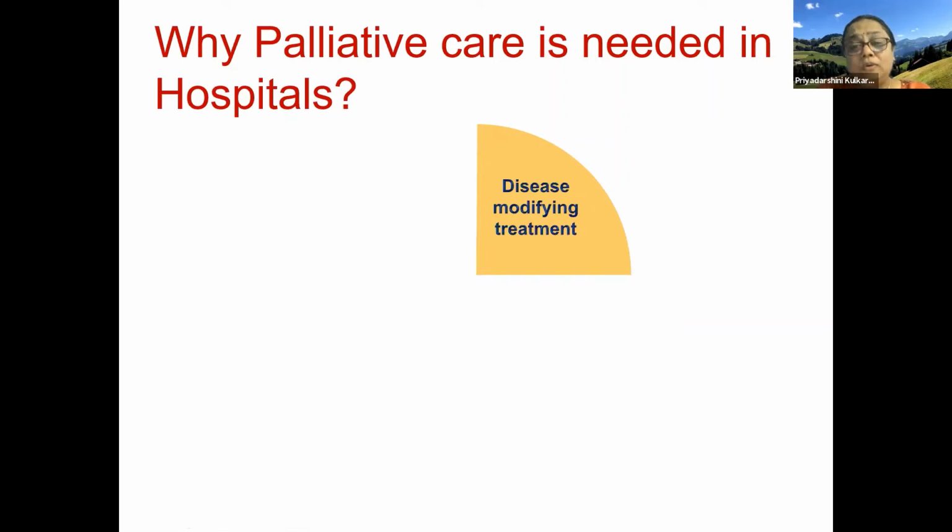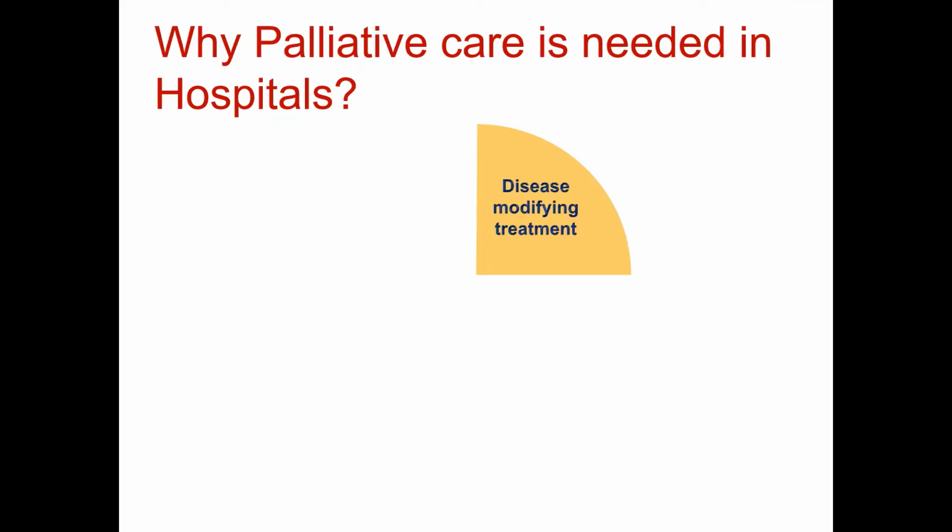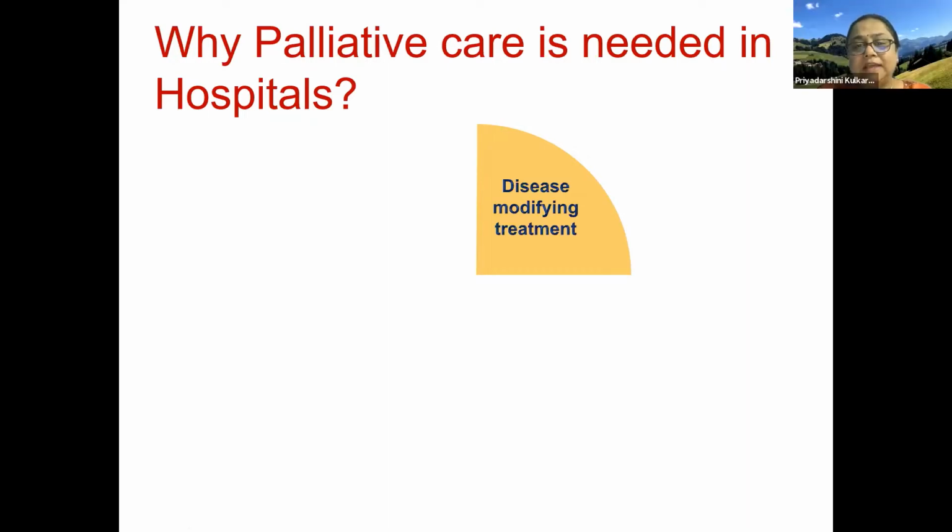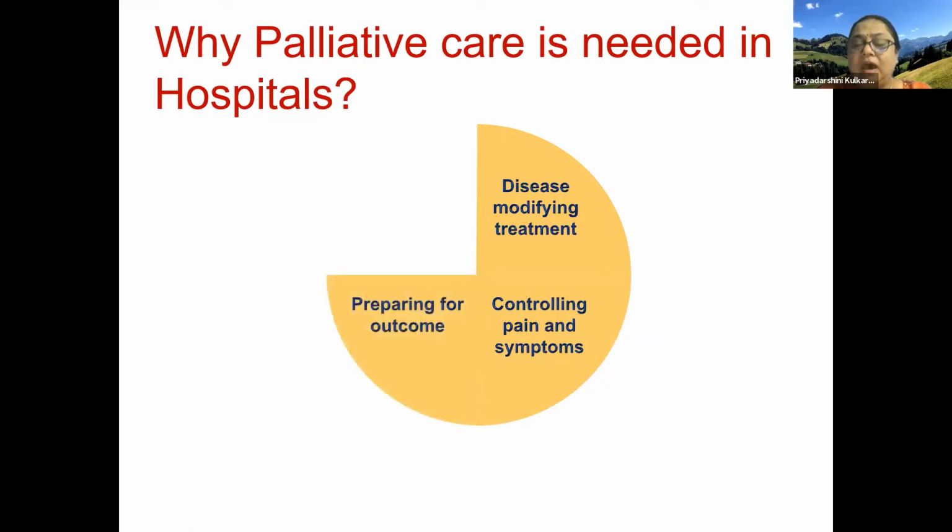So we all know and we all agree that palliative care is needed in hospitals. What all keeps happening in a hospital setup? First, patients would get disease modifying treatment. There is some management of pain and other symptoms. Are they prepared for outcomes all the time? And is there support for family?